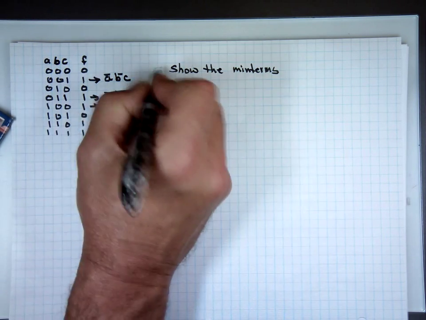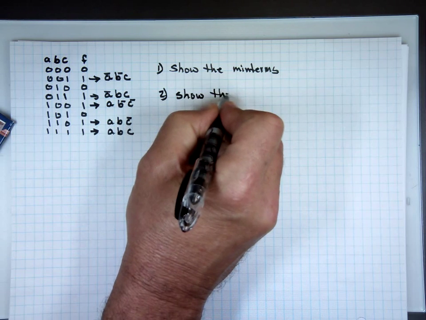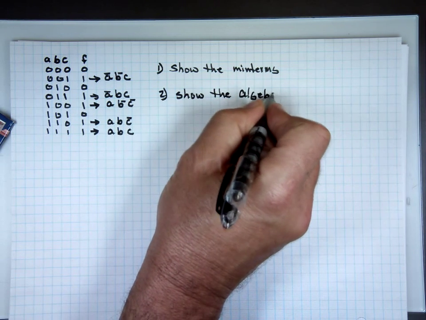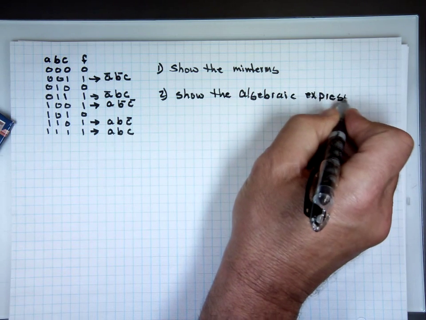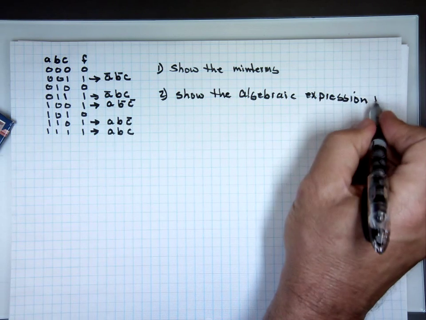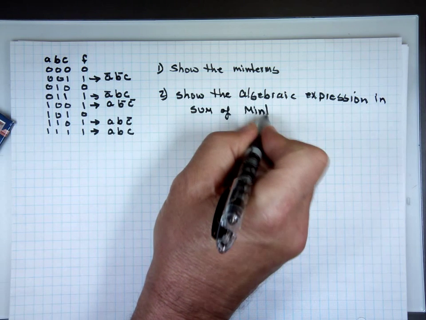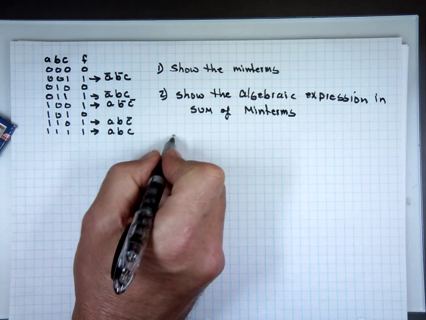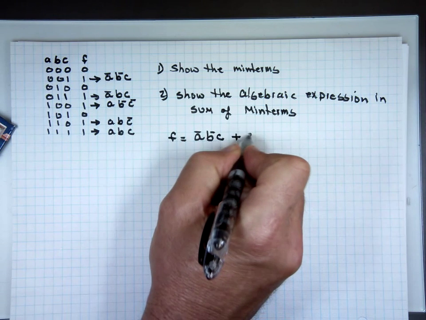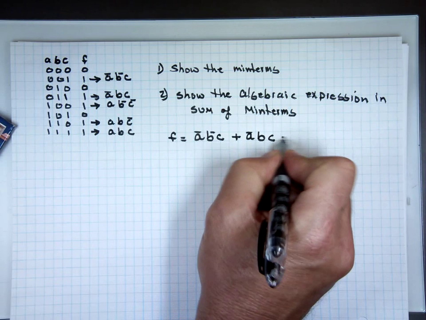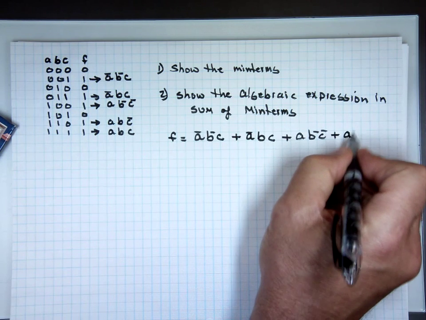Question number 2, show the algebraic expression and sum of minterms. So we can write F here as A bar, B bar, C, plus A bar, B, C, plus A, B bar, C bar, plus A, B, C bar, plus A, B, C.